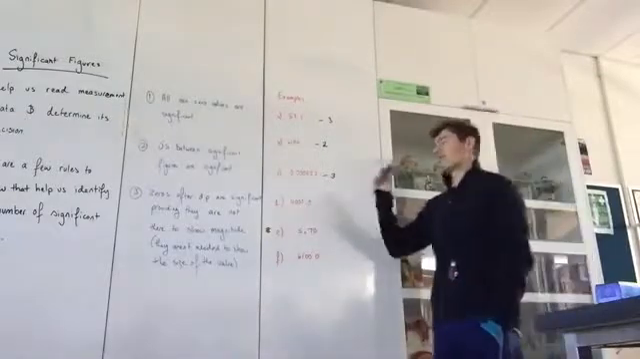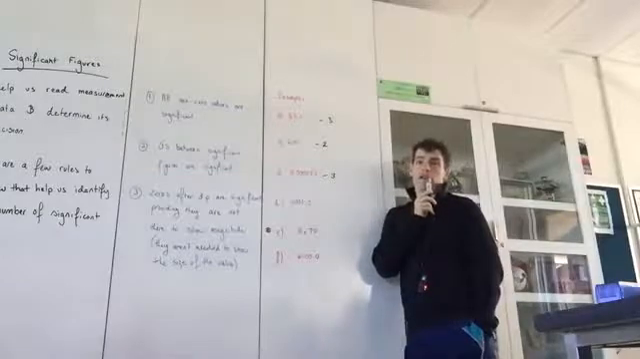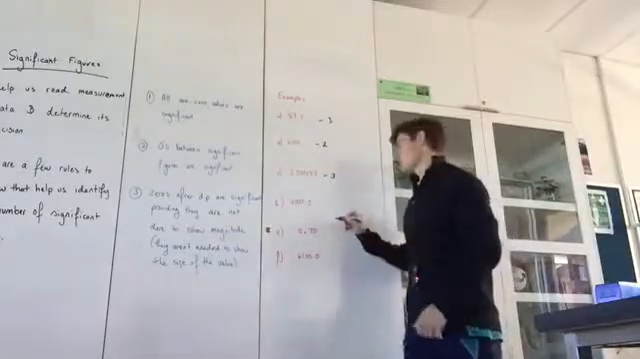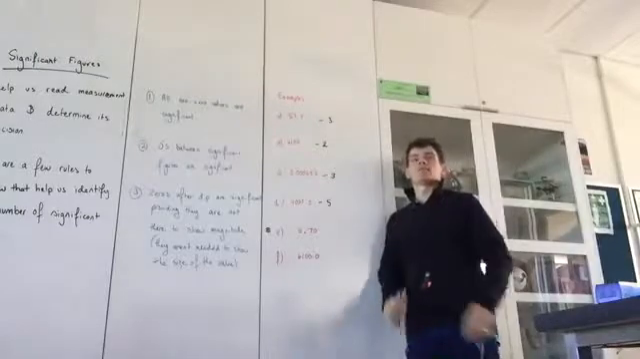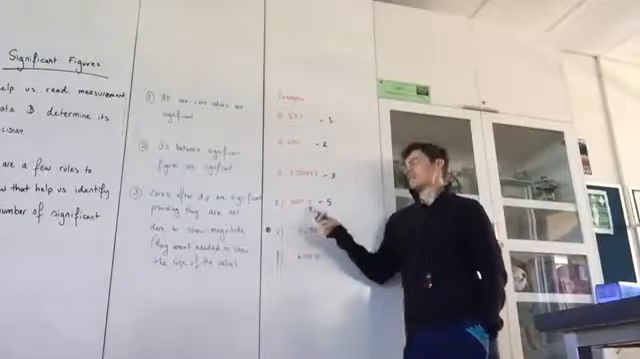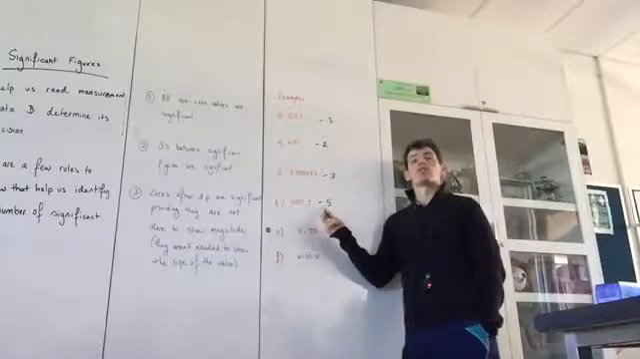How many significant figures in D? Who thinks 1? Who thinks 2? Who thinks 3? Who thinks 4? Who thinks 5? No one got it right. How? Is that decimal, is that 0 there to show the size of the number? Why have they written that? What's the reasoning behind them writing that 0?